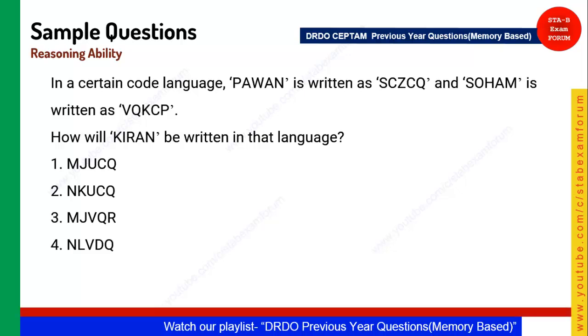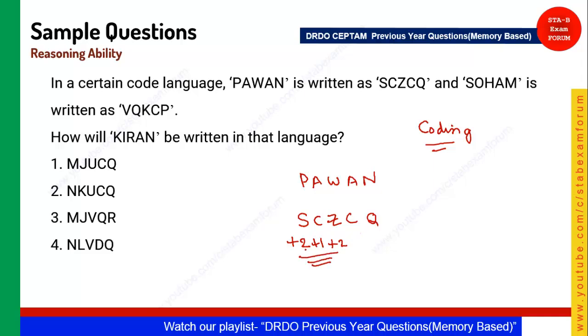Yes, time's up, student. This is also from coding, but this time it is operational coding. Let's see this question. So Pawan can be written as SCZCQ. How is this being coded? Let's see. PQRS, so we are adding 2 characters. ABC, we are adding 1 character. WXYZ plus 2. Don't go further. So we have got this series: plus 2, plus 1, plus 2.